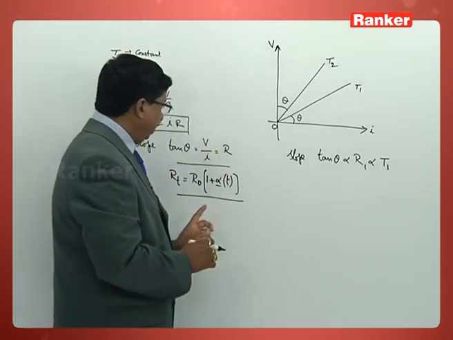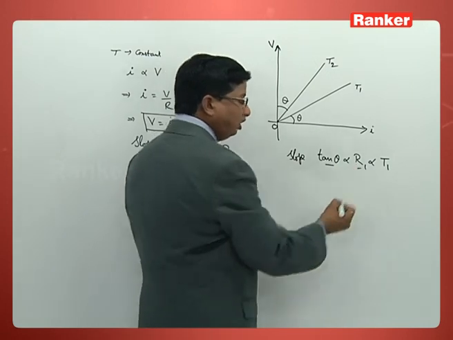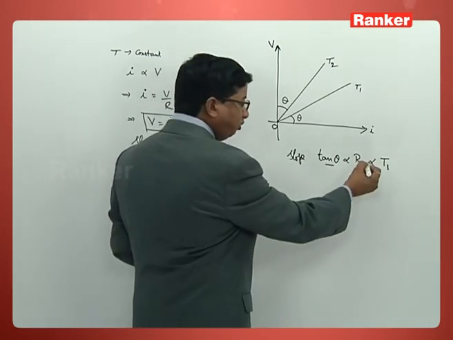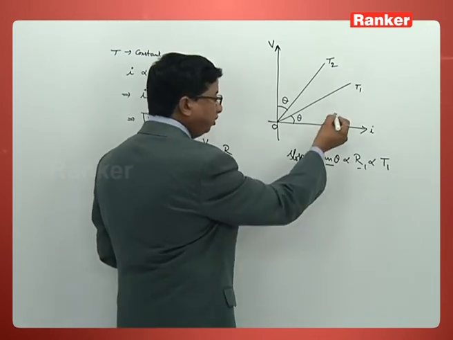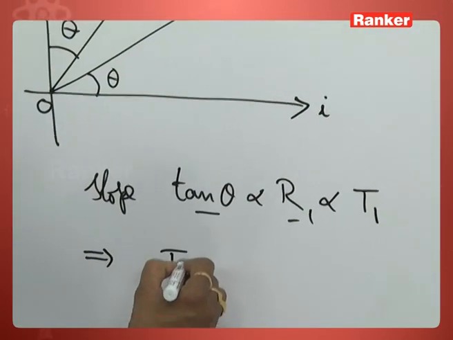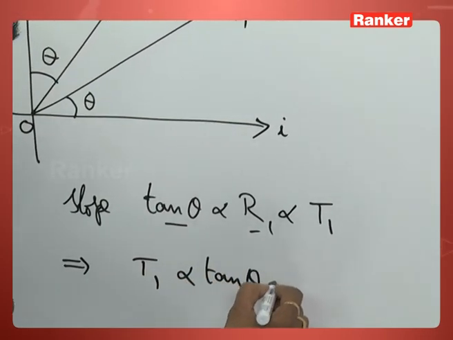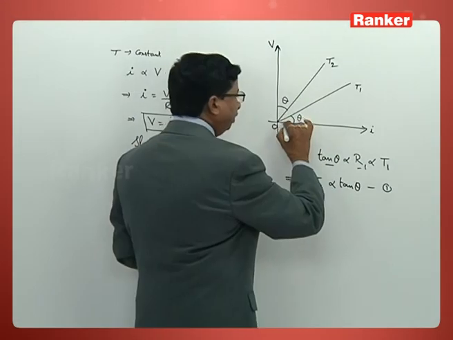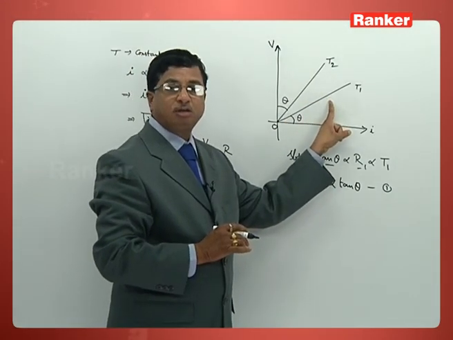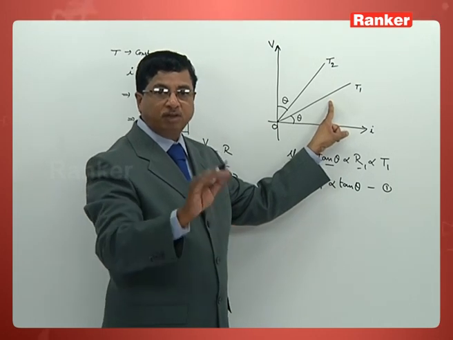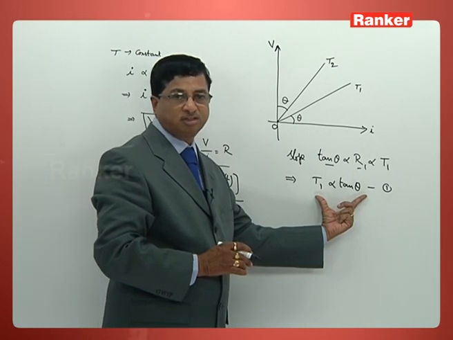So the slope tan theta is proportional to R1, which is proportional to T1. So I can write directly from this point: T1 is proportional to tan theta. That is according to the first graph we are observing here, at the temperature T1 Kelvin. I hope you have followed the first step.